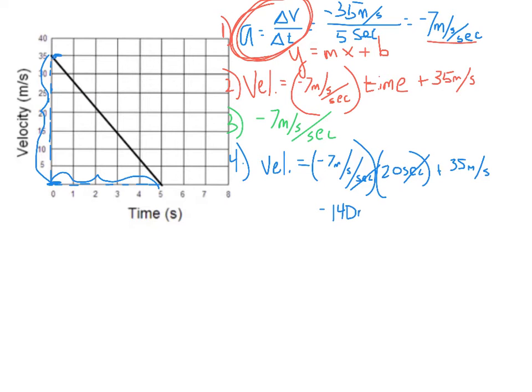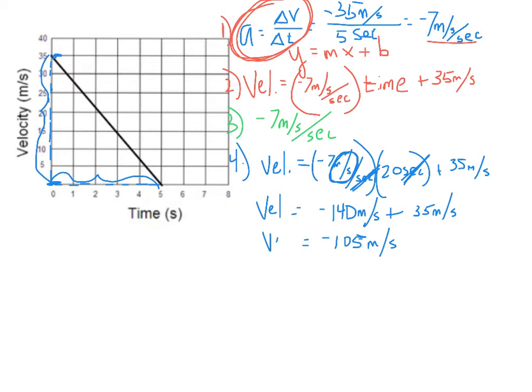Negative 140 what? Meters per second. Because look, that's what we have left. That's the part of the unit we have left after that goes away and that goes away. Plus, we cannot forget about our 35 meters per second still sitting in the wings over here as the y-intercept. And that is what our velocity is. So what's negative 140 meters per second plus positive 35 meters per second? That should give you a velocity of negative 105 meters per second.